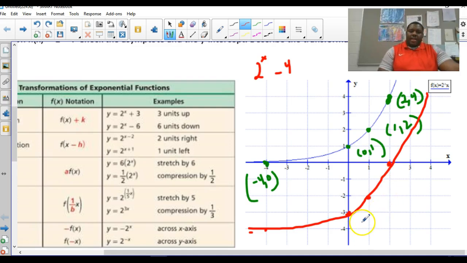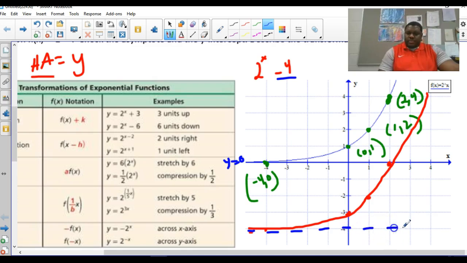Now I have to identify the horizontal asymptote. The horizontal asymptote is a horizontal line from left to right. See how this original graph doesn't cross the y equals 0 line? Well, this one doesn't cross negative 4. An easy way to tell for exponentials is that the graph went down 4, negative 4. That is my horizontal asymptote. y equals negative 4.